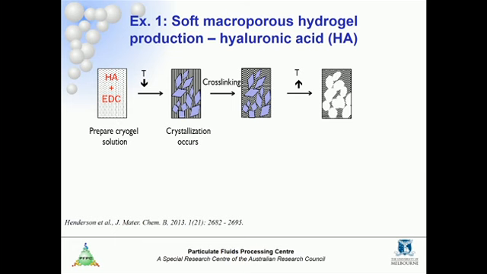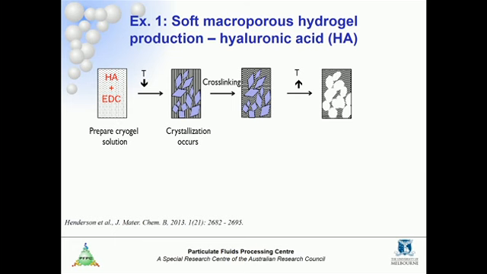Here we're starting with a solution. This process is called cryogelation. So we call this the cryogel solution. We have here the polymer, HA is hyaluronic acid, and we have a crosslinker, EDC for short. And we take this solution and we freeze it. We cool it down so that the water in this solution will freeze.